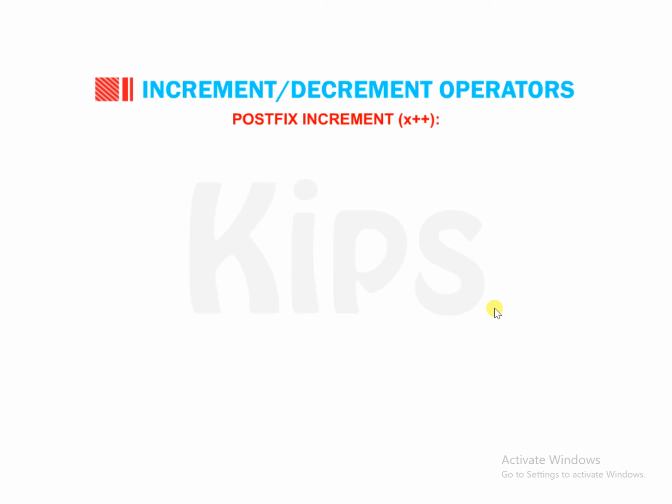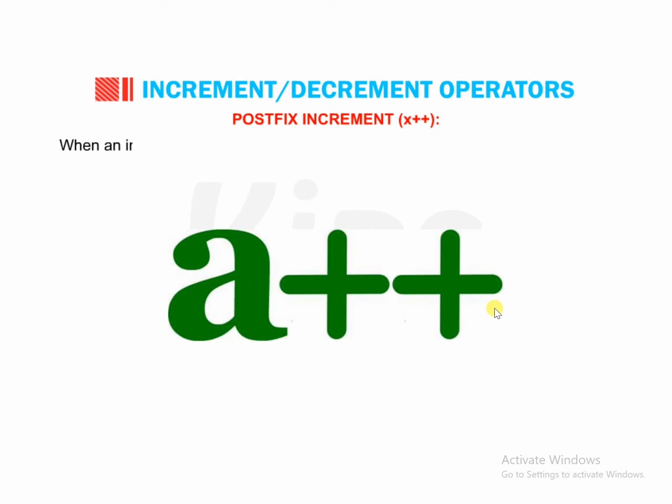Postfix increment: x++. When an increment operator follows its operand, it is known as postfix increment. It evaluates the expression and then increases the value of operand by 1. If y has a value of 10, x = y++; This will store 10 in x.